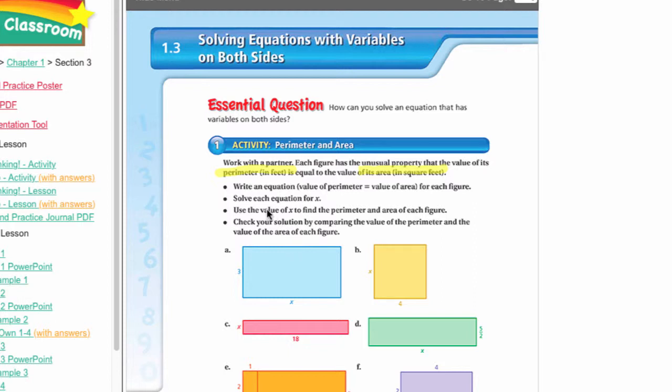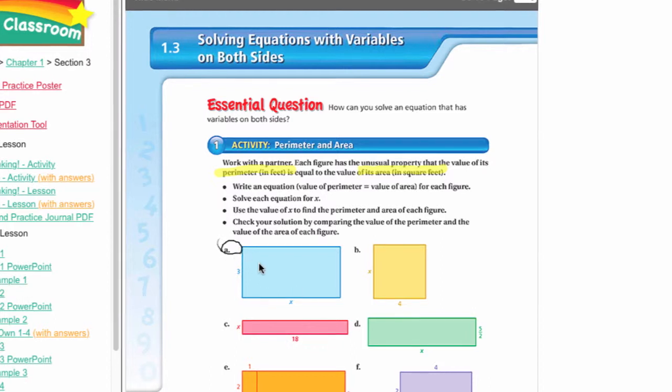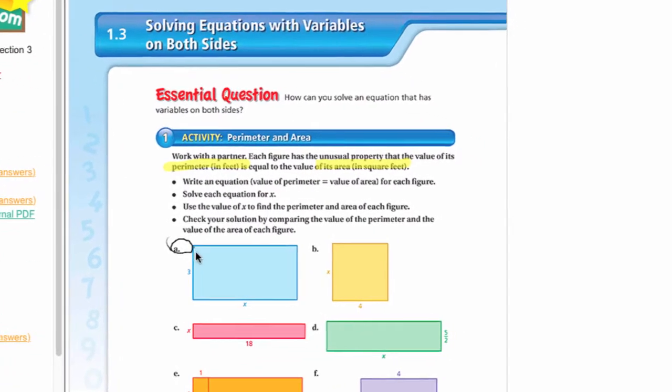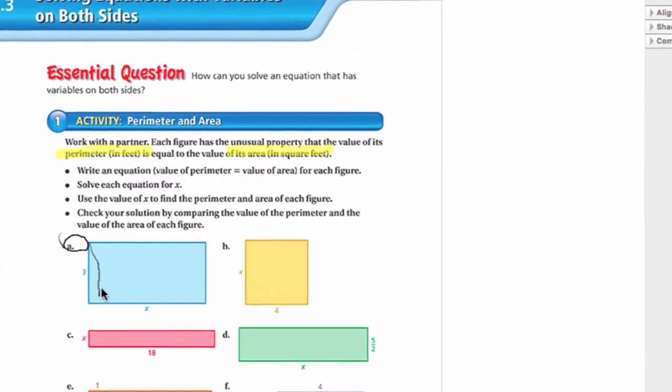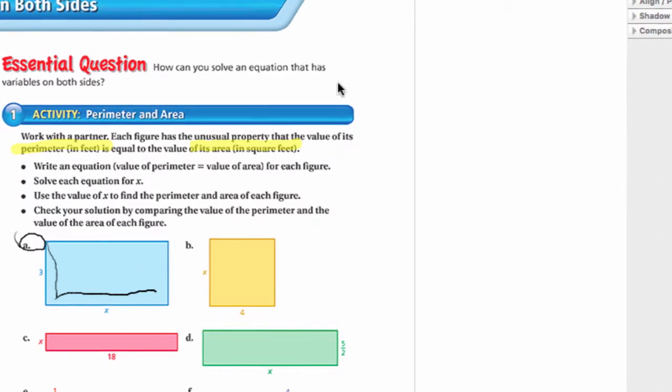Solve each equation for x. Use the value of x to find the perimeter and area of each figure. Check your solution by comparing the value of the perimeter and the value of the area for each figure. Okay, so how do we find the area of this figure, starting with A? So the area is the side length times the other side length.